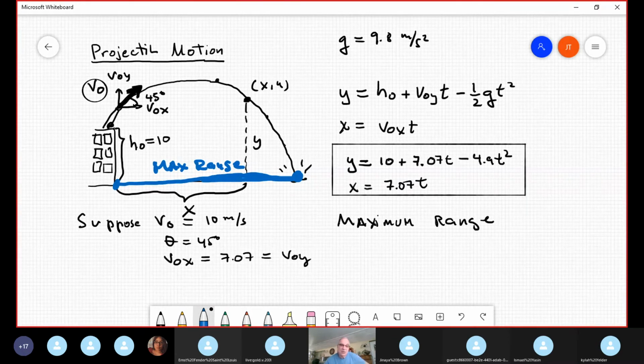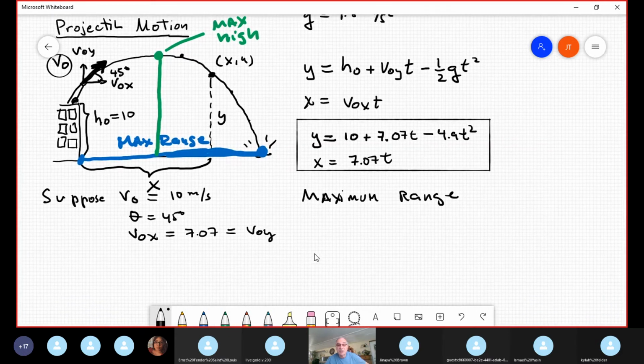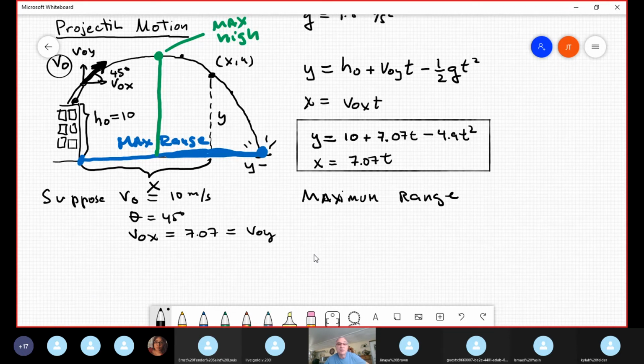And also, out of curiosity, let's try to find the maximum height. That distance, but this is extra. The most important is the maximum range now. The most important characteristic of the maximum range is that it hits the ground. Hit the ground is because y is 0. No height, we are on the ground. Y is 0.